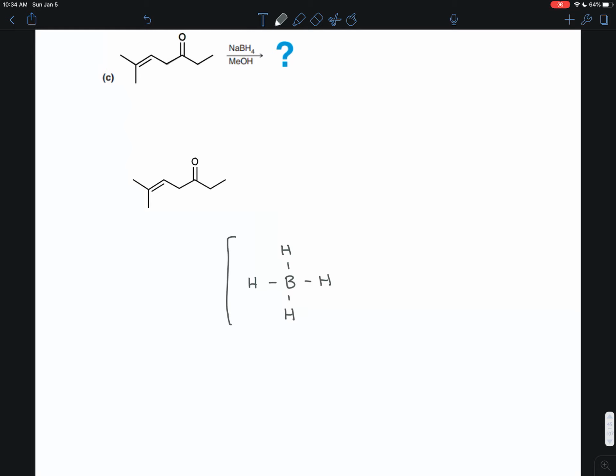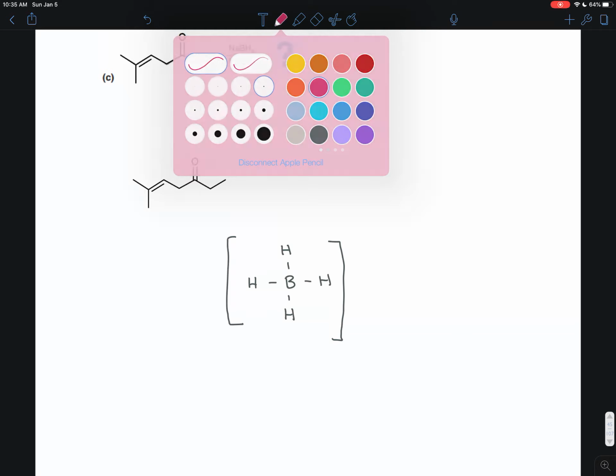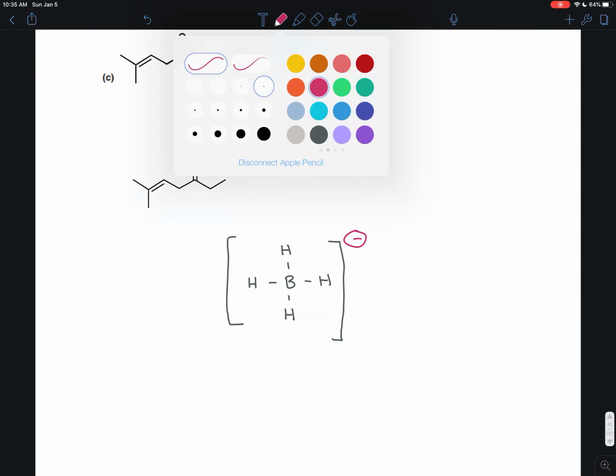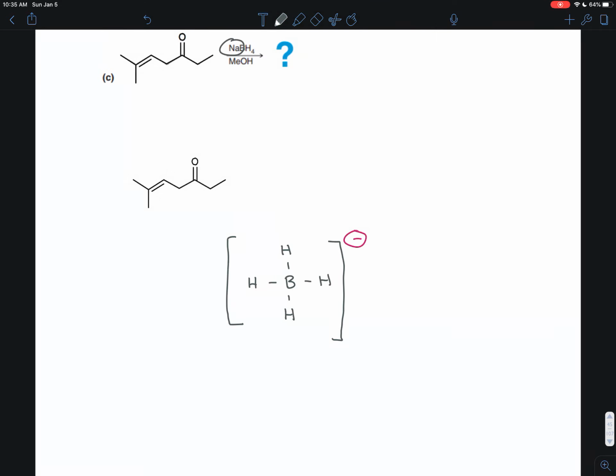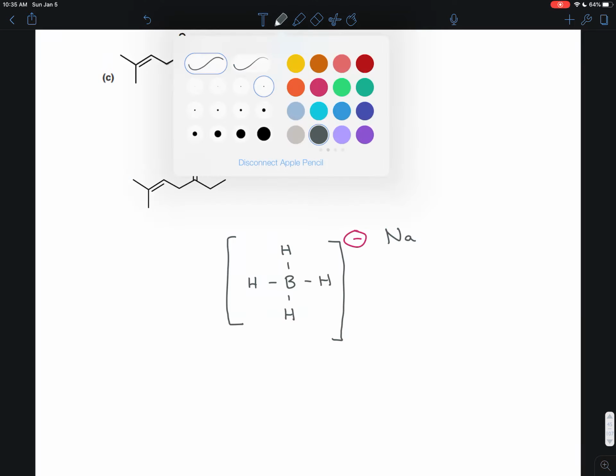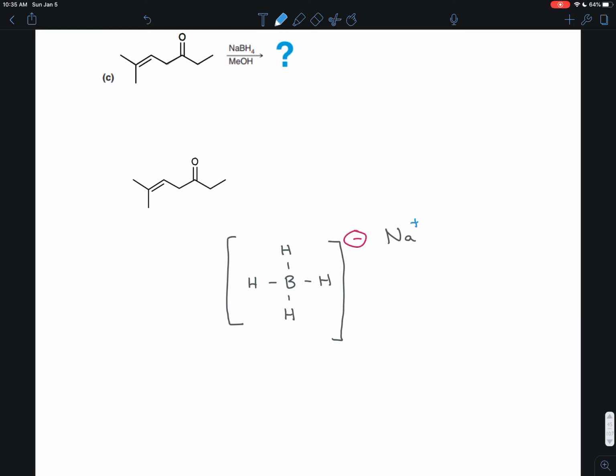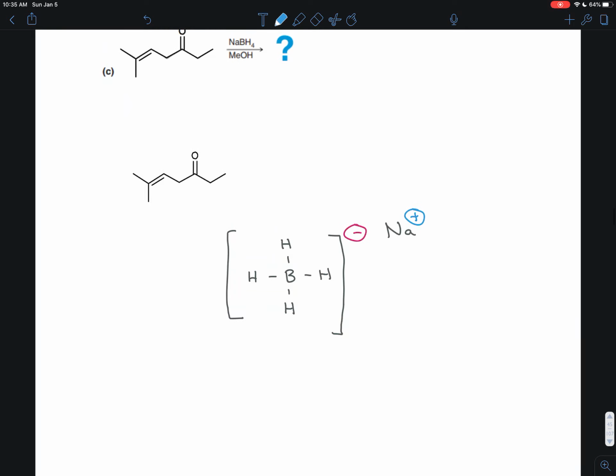And that whole thing will act as one unit. Altogether, that unit will have a negative charge. And the charge on that is going to be balanced by the positive charge on the sodium. So the sodium will be a sort of counter ion that balances the charge there.